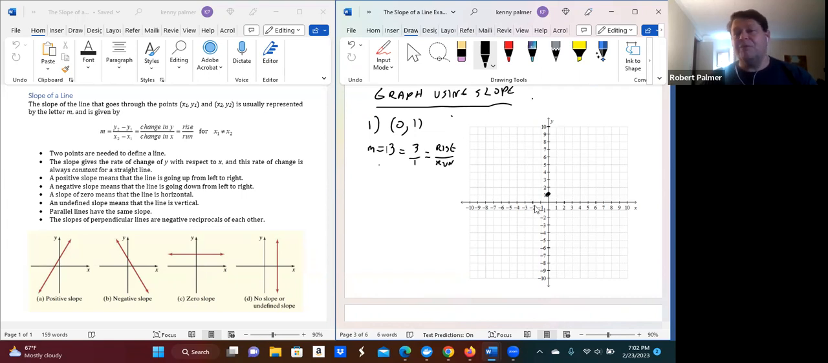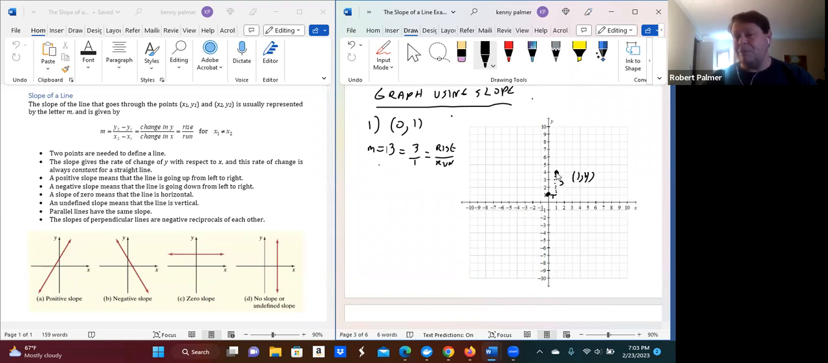Now, since it's 3 over 1, what that means is I'm going to go to the right 1. I usually think of any sign, positive or negative, as being my numerator. This way I'm always going to the right. Then I'm going to go up 3. That's 1, 2, 3, and this is a new point on my line. This point here is (1, 4). That's also a point on my line.